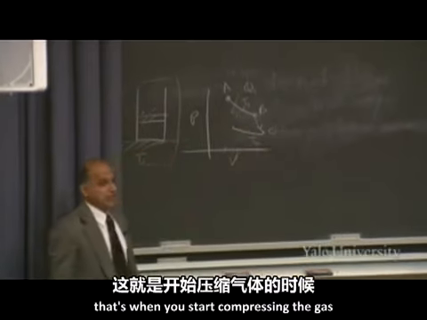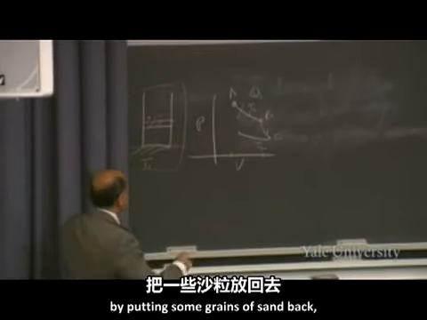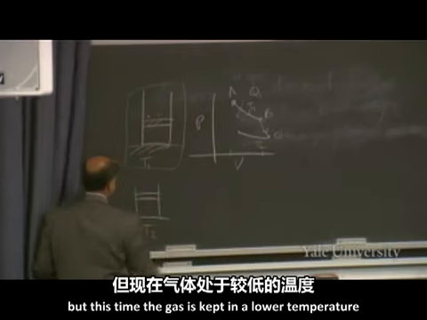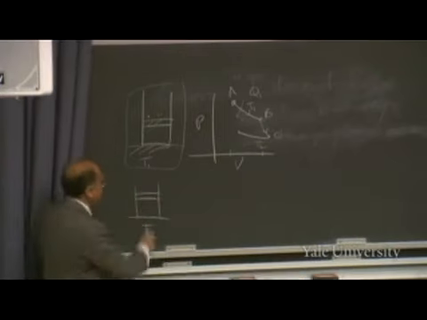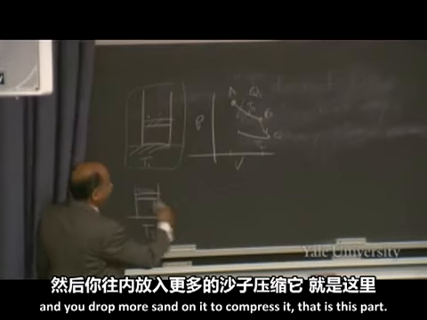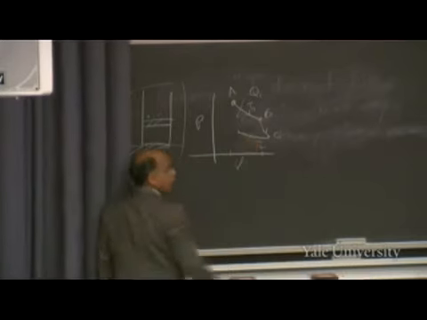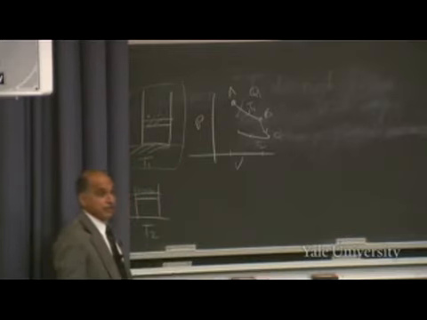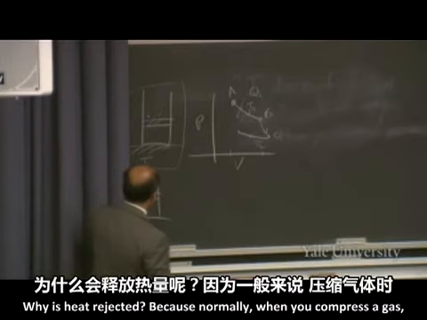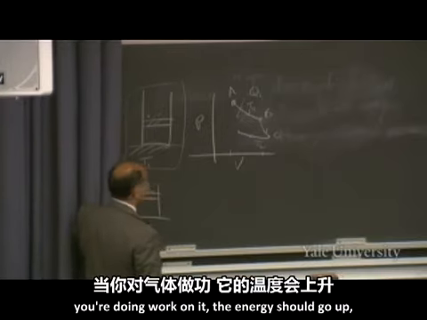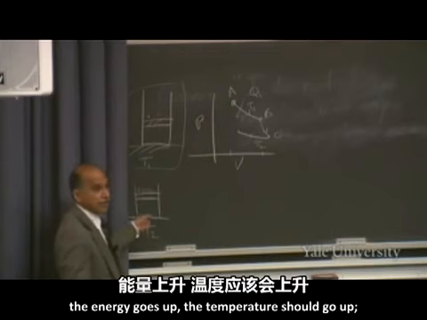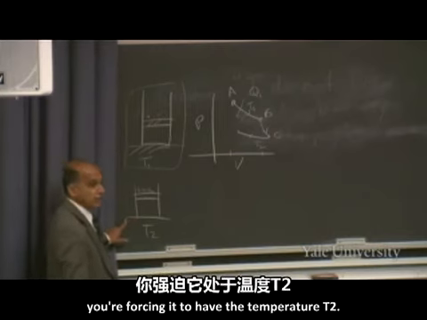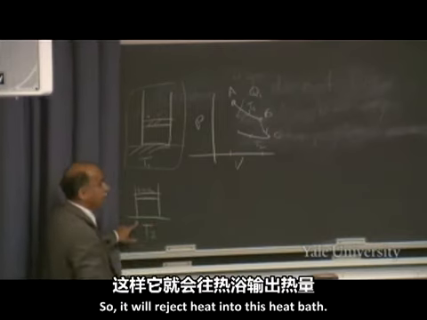That's when you start compressing the gas by putting some grains of sand back. But this time, the gas is kept at a lower temperature on top of a temperature reservoir, T2. And you drop more sand on it to compress it. That is this part. During this portion, heat will actually be rejected by the gas. Why is heat rejected? Because normally when you compress a gas, you're doing work on it. The energy should go up, the temperature should go up, but you're not letting the temperature go up. You're forcing it to have the temperature T2, so it'll reject heat into this heat bath.